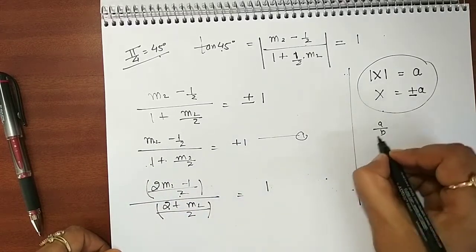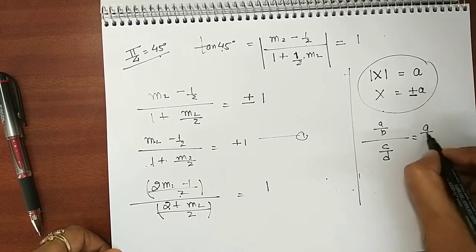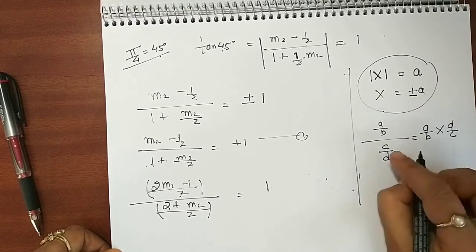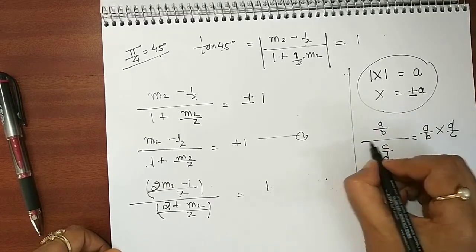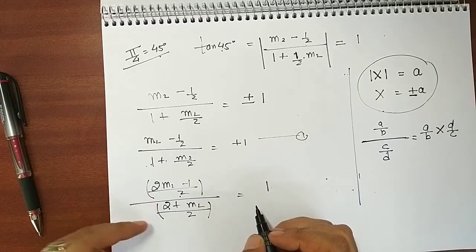If you have a/b divided by c/d, what does it become? It becomes a/b into d/c. This division becomes multiplication, and this flips. Correct. I hope you understood. So I'm using that here.